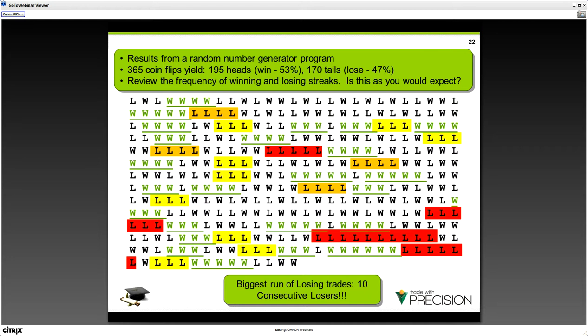Well, let's go ahead and take a look at the next slide and see if we can figure out how to think in probabilities before we actually ever start playing a game.